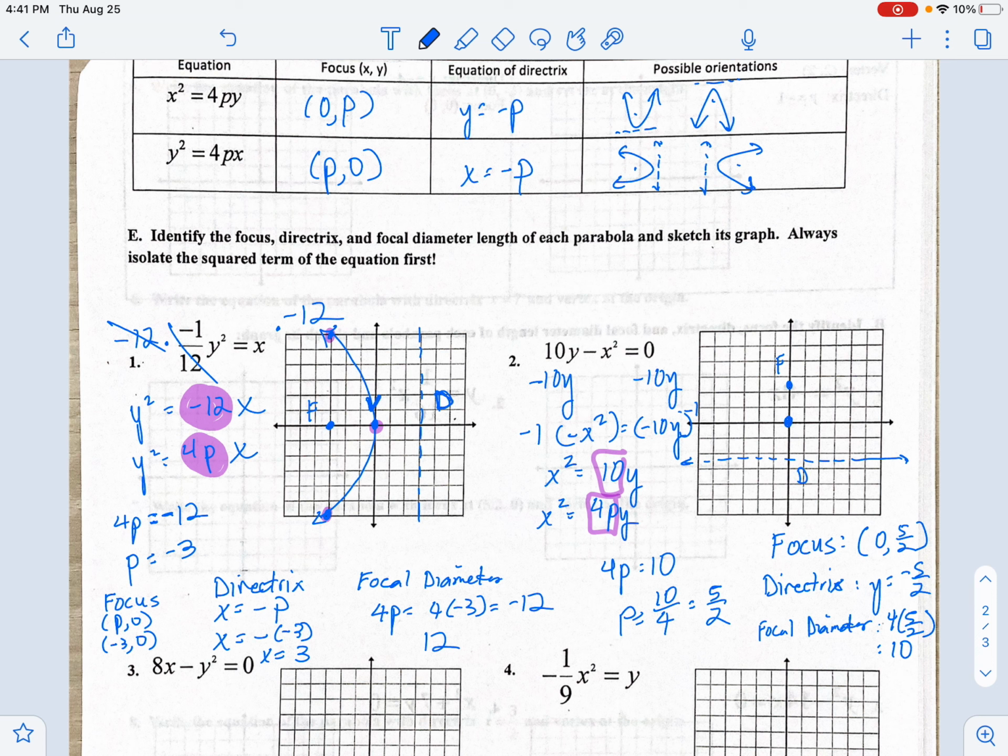And the vertex is right in the middle between these two things. My focal diameter is 10. So along the focus here, I'm going to go 5 spaces to the left, 5 spaces to the right. And with my 3 points, I can create my parabola.